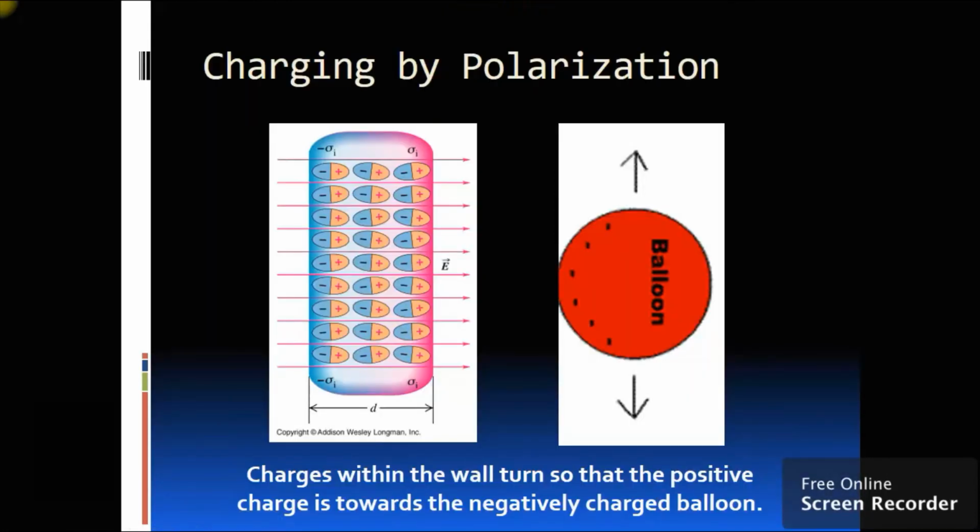Yeah, that's the whole show. Charging by polarization. This material is made of polar molecules, and these molecules are able to rotate in place. Not all materials can do that. Some can, which is why it's easy to stick a balloon to a wall at home with the gypsum wallboard.